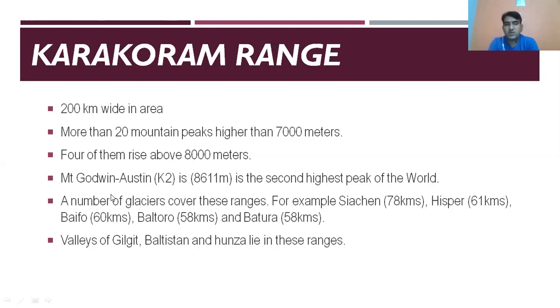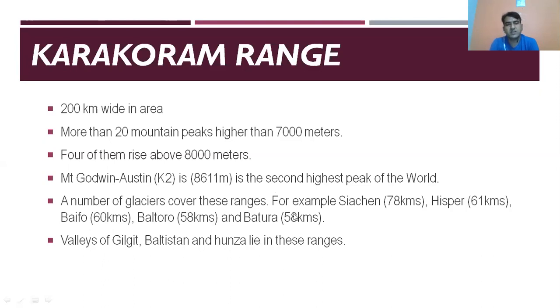Mount Godwin Austen, which is called K2, at 8,611 meters, is the second highest peak of the world. The highest is Mount Everest, and the second is Godwin Austen, or by its second name, K2, popularly known as K2. It is in the Karakoram range of Pakistan. It is 8,611 meters.